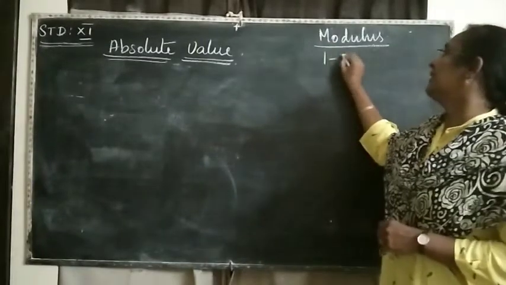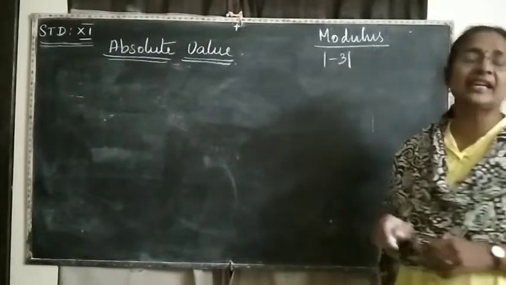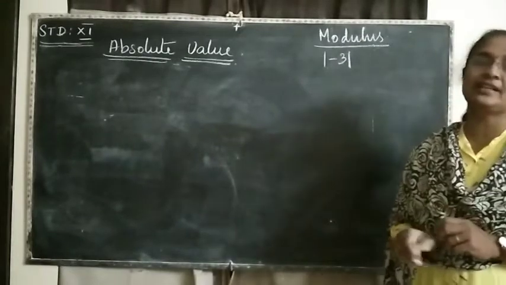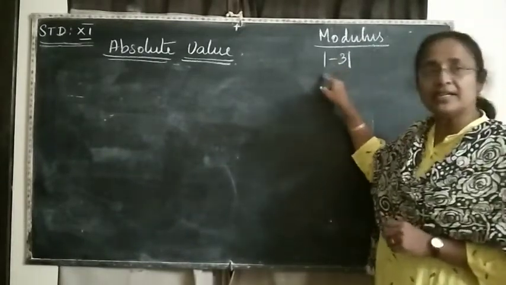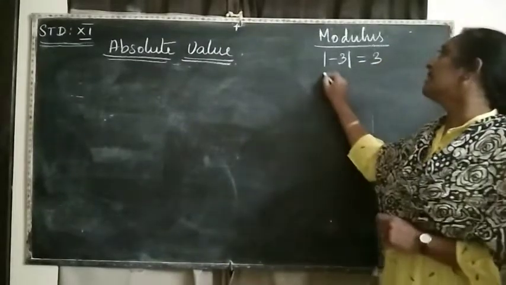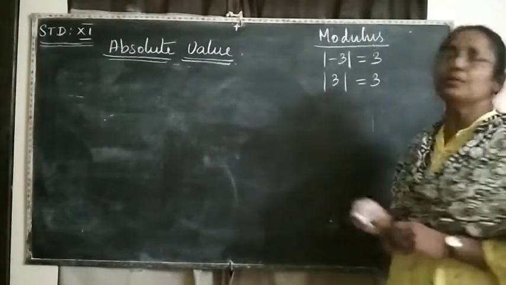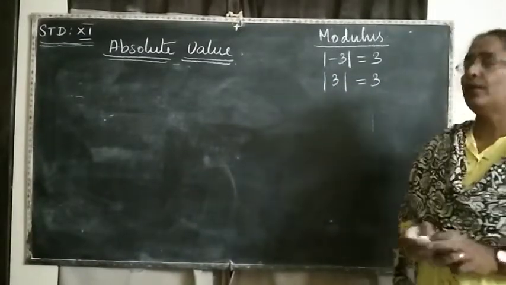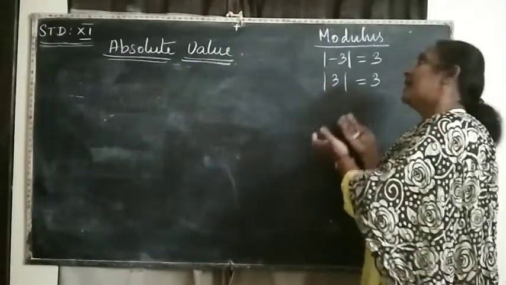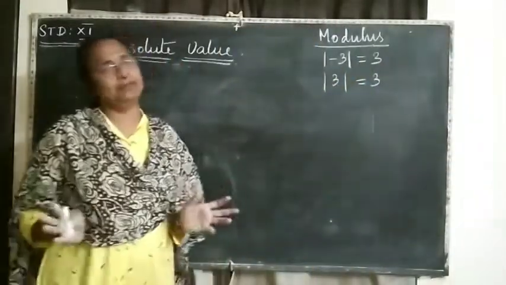If I have modulus of minus 3, now look into this. These two vertical lines represent the term modulus. So what will be the answer for modulus of minus 3? It is equal to plus 3. Yes or no? What is the value of modulus of plus 3? It is again plus 3. Do you agree? The absolute value is the same as modulus, but we are going to discuss it elaborately.